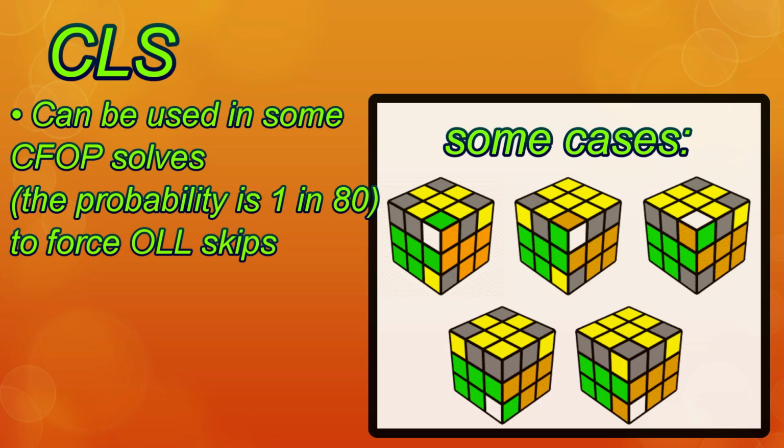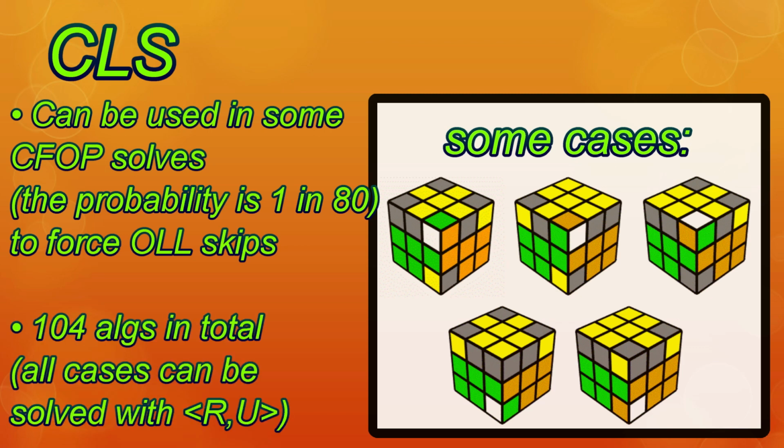The reason I'm mentioning CLS in this video is because CLS cases can come up during regular C-flop solves. When you're on the last slot and you happen to have the edge in place, and the last layer edges happen to be oriented, you can use a CLS algorithm to skip the OLL. The chance of having this ELS skip is 1 in 80, which is just a bit lower than a PLL skip, so they actually do happen once in a while. The bad news is that there are a lot of CLS algorithms. There are 104 in total, but the good news is that many of them are actually quite easy.